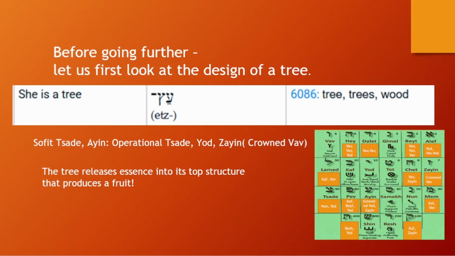So can you see I'm now translating and analyzing the Hebrew to the next level. And if I have to give you that, it means the tree releases essence into its top structure that produces a fruit. That's the word tree. All right.